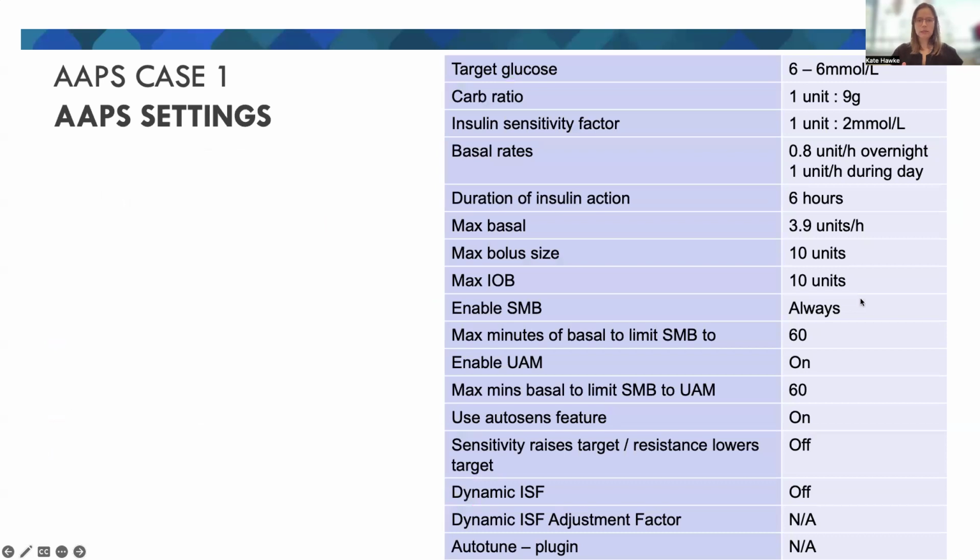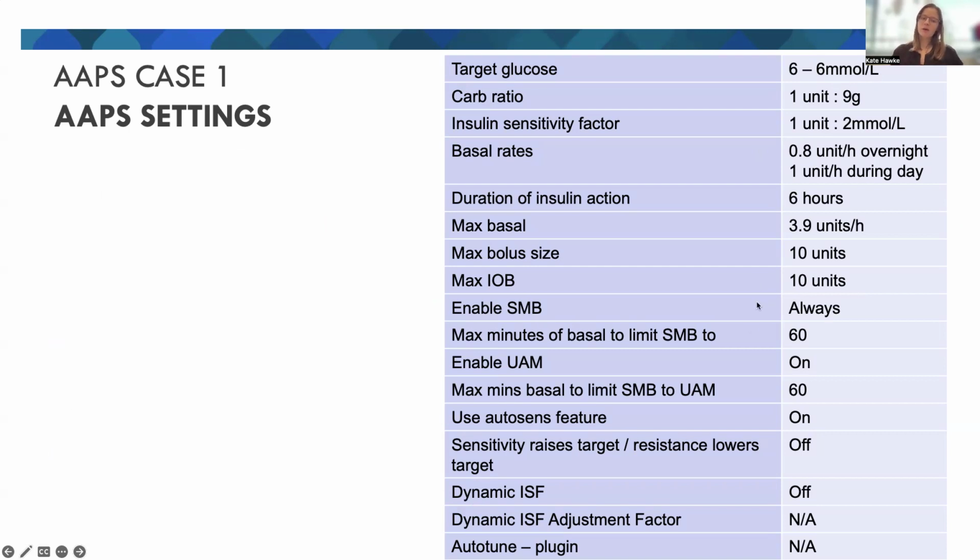So with our initial settings, this looks like a long list, but focusing on the top half, we have our target glucose. We bring across her carb ratio and her insulin sensitivity factor, similar to her baseline settings. Her basal rates, we bring across similar to usual. Duration of insulin action, 6 hours would be a commonly used duration, and it can be set between 5 and 9. Our max basal is typically 3 to 4 times our regular basal. Max bolus size and max IOB are just in proportion to what we think is the total daily dose and usual requirements.